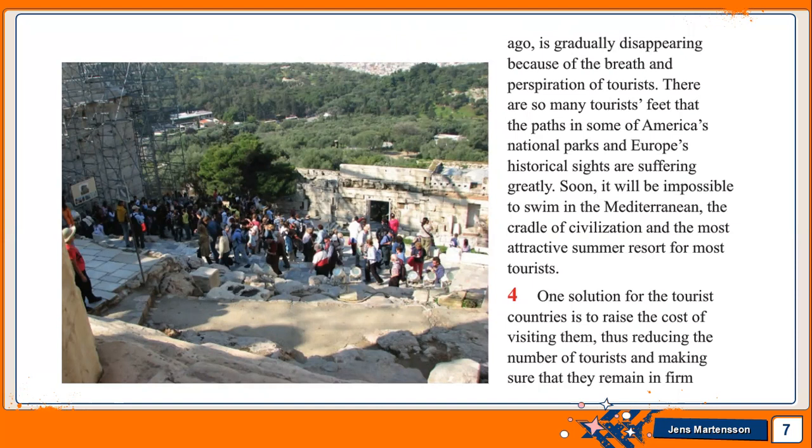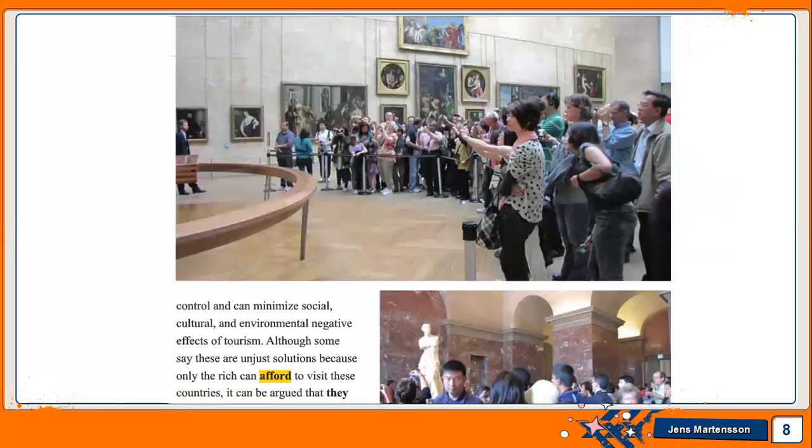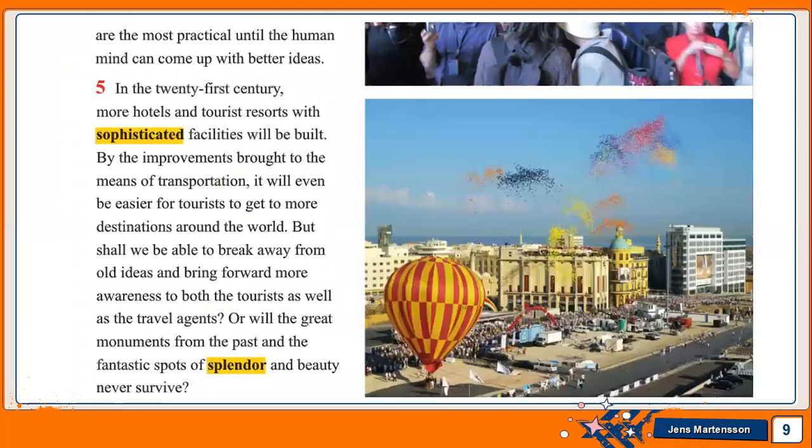One solution for the tourist countries is to raise the cost of visiting them, thus reducing the number of tourists and making sure that they remain in firm control and minimize social, cultural, and environmental negative effects of tourism. Although some say these are unjust solutions because only the rich can afford to visit these countries, it can be argued that they are the most practical until the human mind can come up with better ideas.